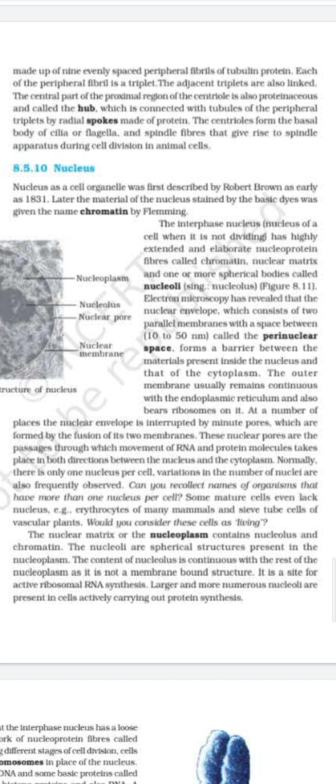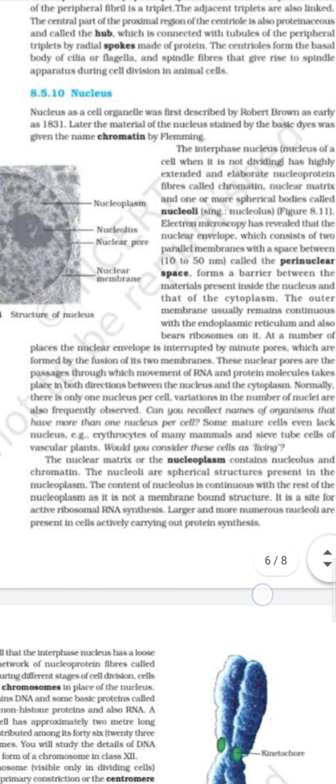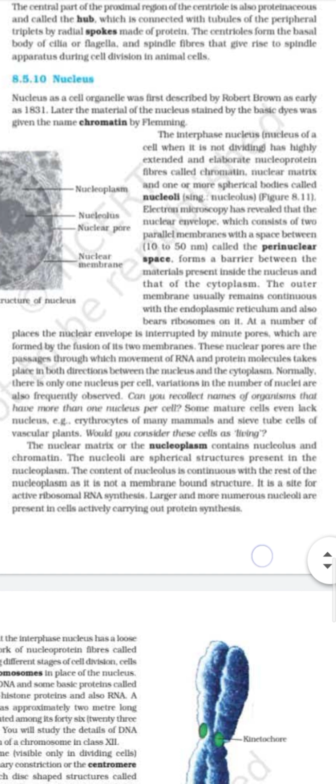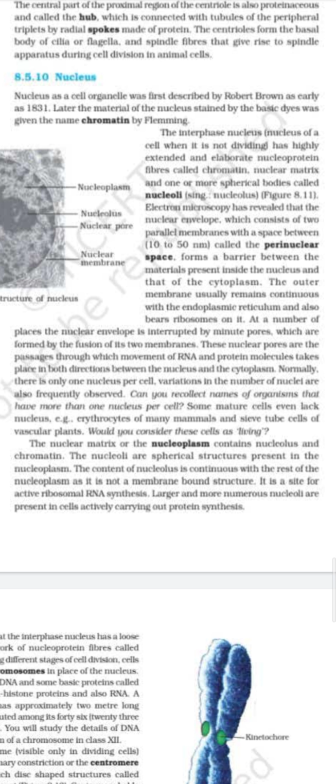The central part of the centriole is also proteinaceous, and is called the hub. It is connected with the tubules of the peripheral triplets by radial spokes made of protein. Okay. Next, if I talk about the nucleus, what is the nucleus? The nucleus as a cell organelle was first described by Robert Brown.